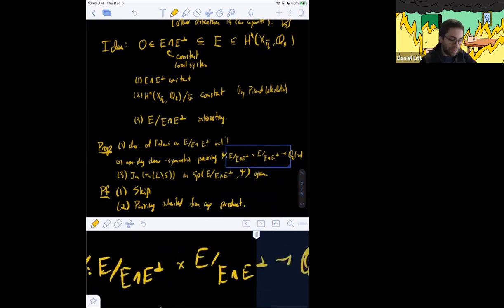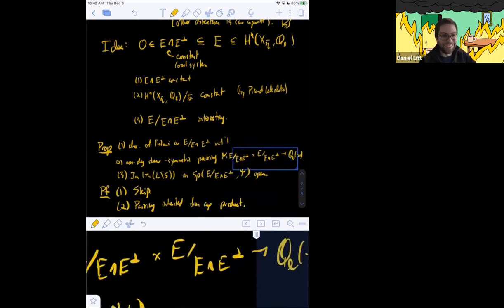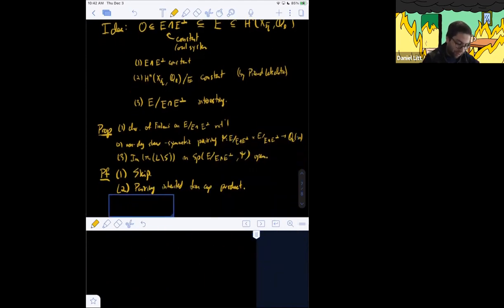Well, it's because we mod it out by the orthogonal complement, right? So we just made it non-degenerate. Okay, so that wasn't so bad. Okay, so 3 is the interesting part.